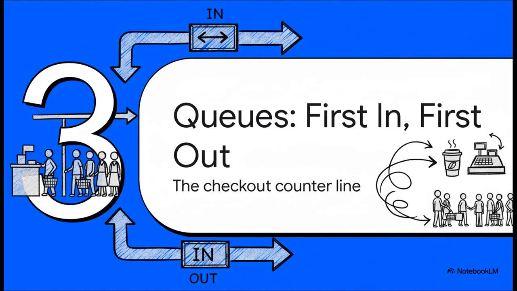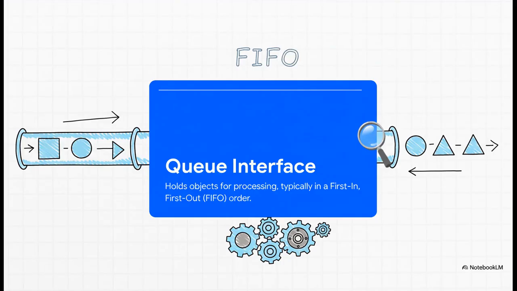Our third stop is the queue, and this one is super intuitive. A queue is just a line. That's it. It's just like the line you stand in at a grocery store or a coffee shop. The first person who gets in line is the first person who gets served. And that's exactly what the queue interface is built for. It holds a bunch of objects that are just waiting to be processed, and by default, it follows that strict first-in, first-out order, which you'll often see called FIFO. Whatever you put in first is the first thing you'll get back out.